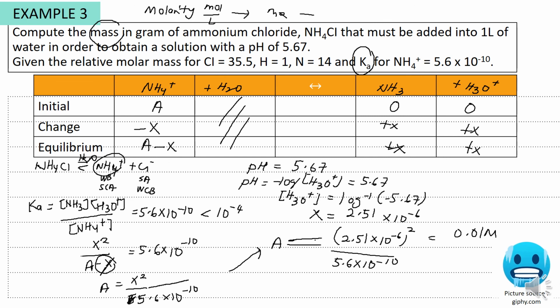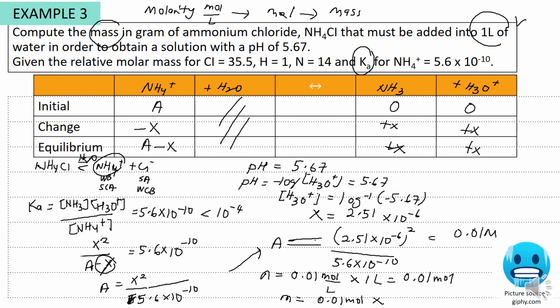So the mole n equals 0.01 mole per liter times the volume. The volume is given to you as 1 liter, so times 1 liter, you get 0.01 mole. So mass will be 0.01 mole times the molar mass. The molar mass is 53.5 gram per mole. So you will get 0.60 gram. This is the mass in gram for the ammonium chloride.